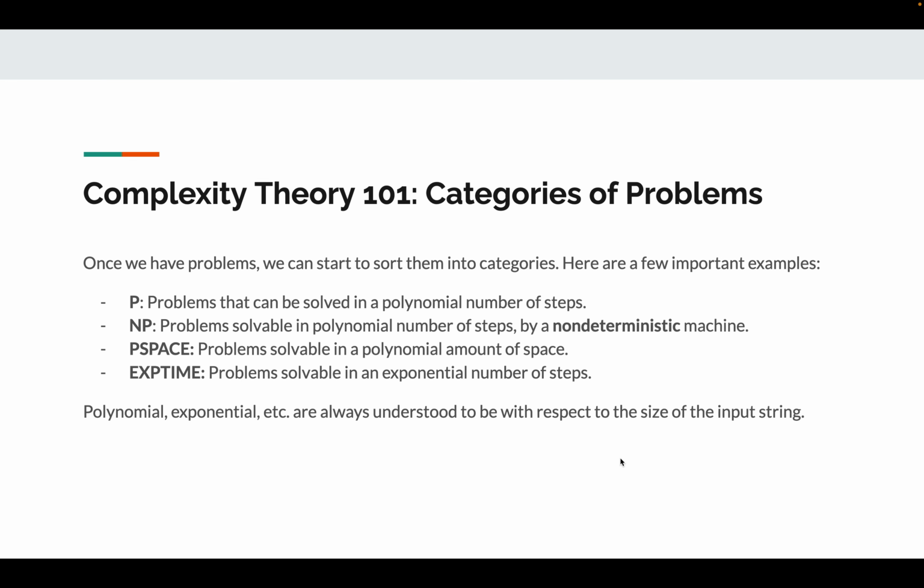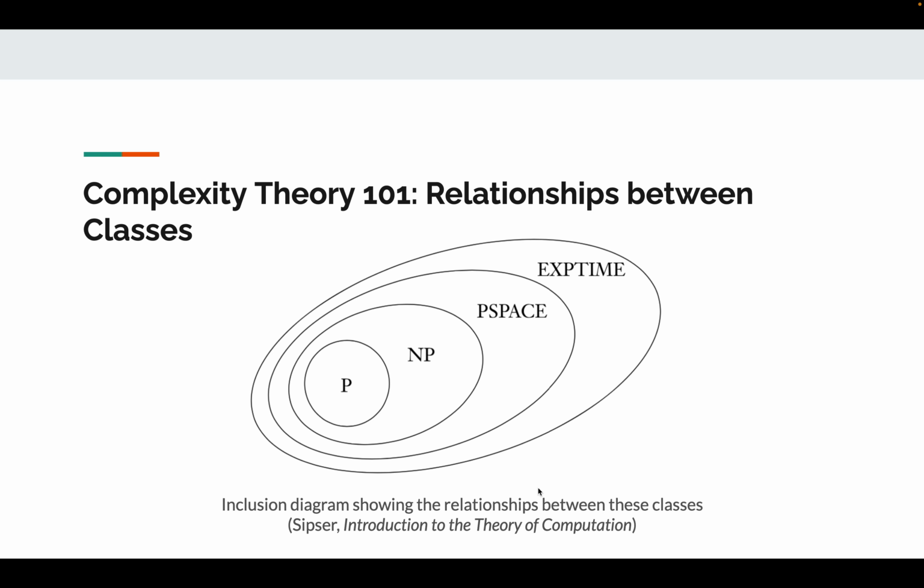As always, polynomial and exponential is always with respect to the size of the inputs, like the bits of the inputs. And it's all asymptotic too, right? We also have relationships between these classes. This is the next thing to look at. You have this inclusion diagram for these four basic classes. This is taken from CIPSR.